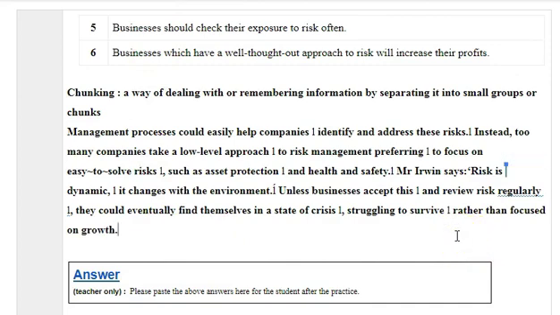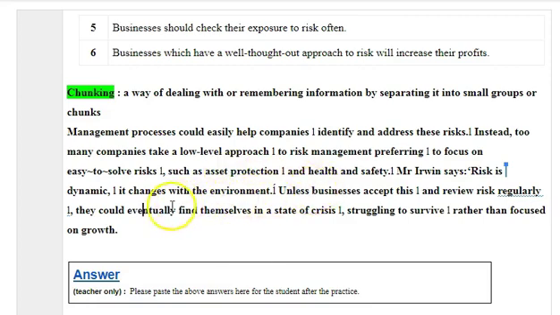Okay. So management, you read. Remember where to pause, okay? Management processes could easily help companies identify and address these risks. Instead, too many companies take a low-level approach to risk management, preferring to focus on easy-to-solve risks, such as asset protection and health and safety.